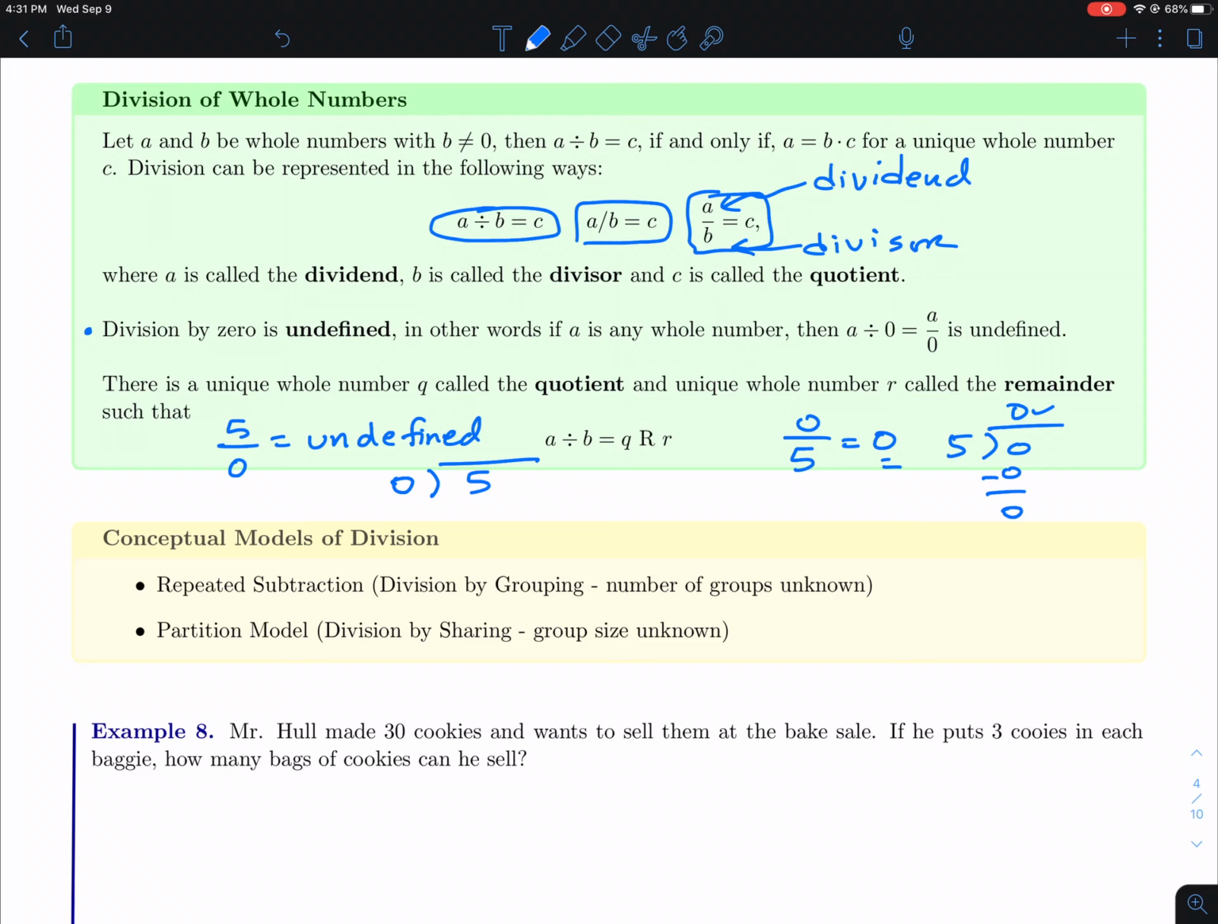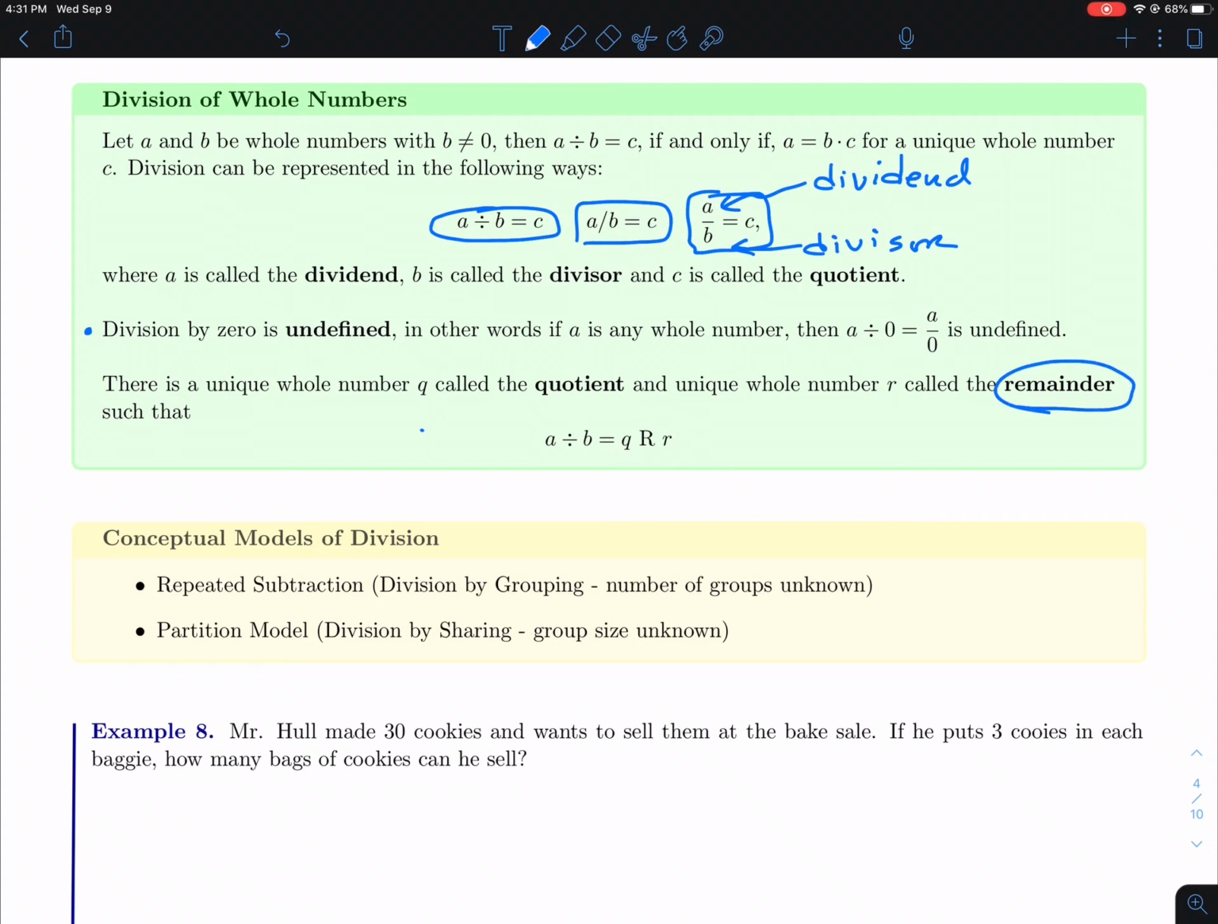All right, and so the last part, we'll get into this more later. We won't do much of it in this section, but just to let you know that sometimes when you divide things, you don't always end up dividing in evenly. So sometimes we'll end up with a remainder, which means that we've got some stuff left over. So just keep that in mind.